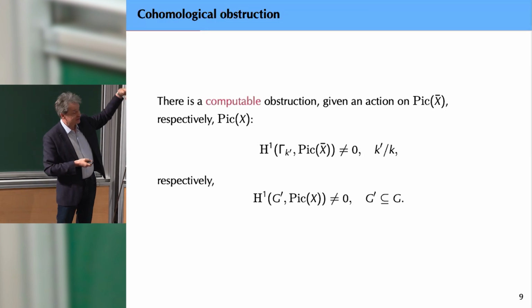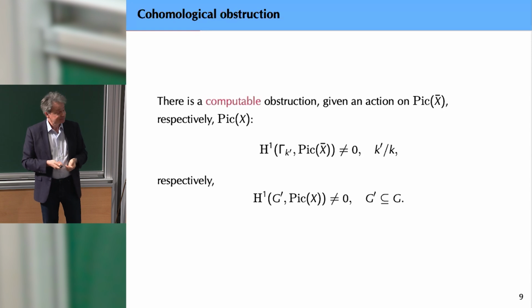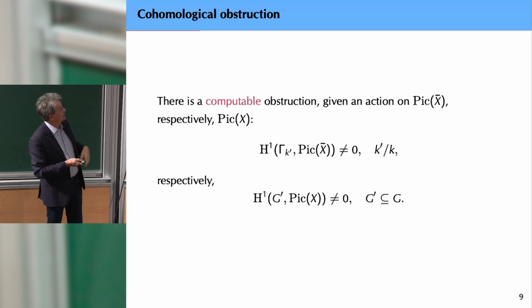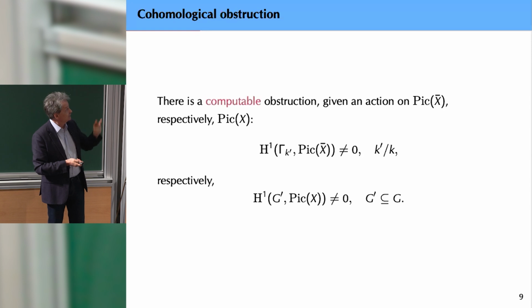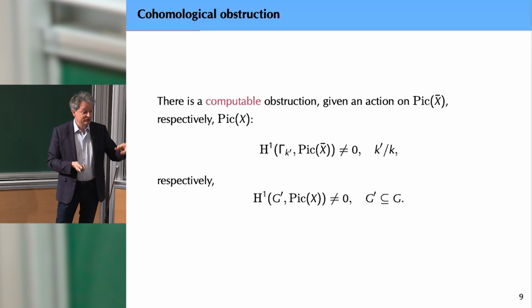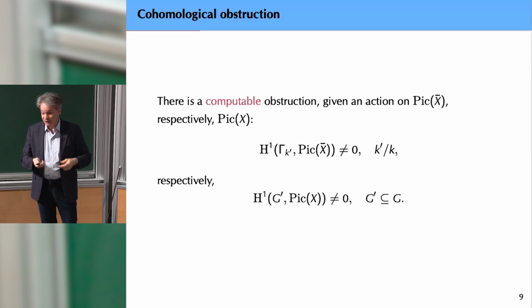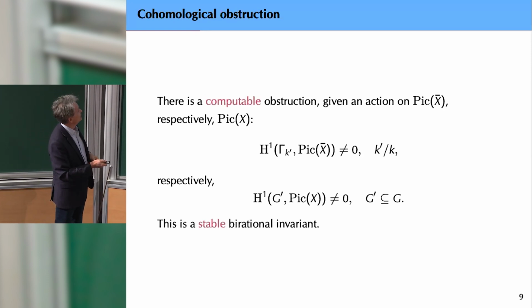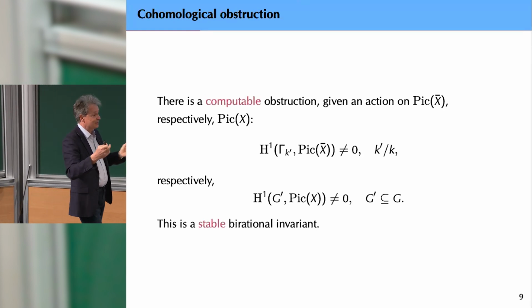And so if we translate what we've seen before into this cohomological picture, then a computable obstruction to linearizability and rationality is non-vanishing of H1, of course, for all subgroups, and in the Galois setting, for all finite extensions of the ground field. What is a stable permutation module? Adding a permutation module becomes a permutation module.